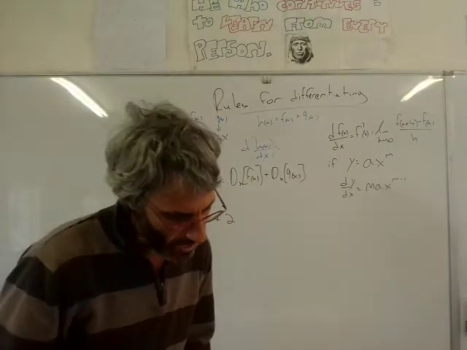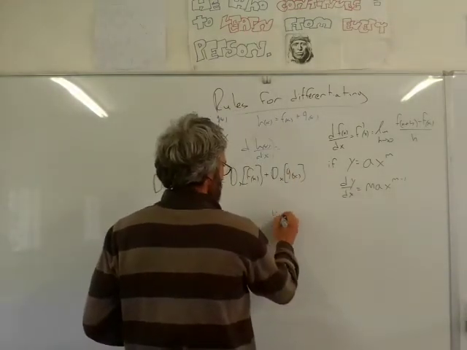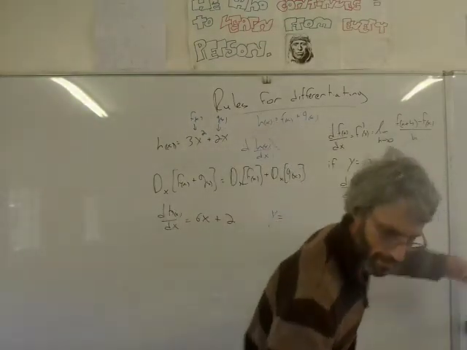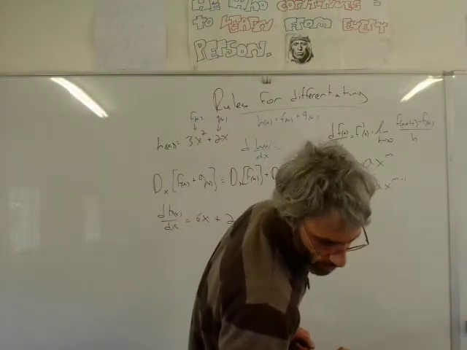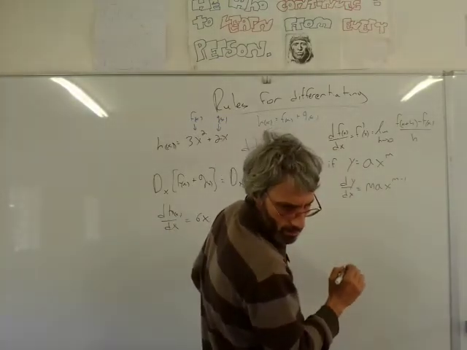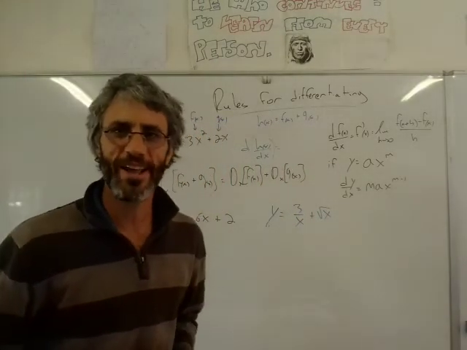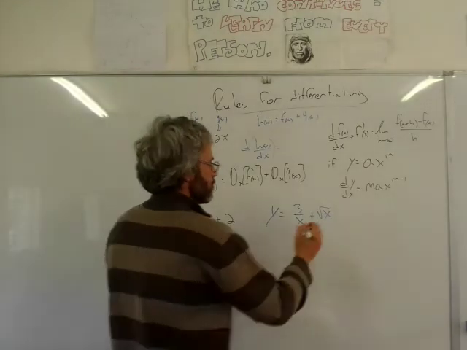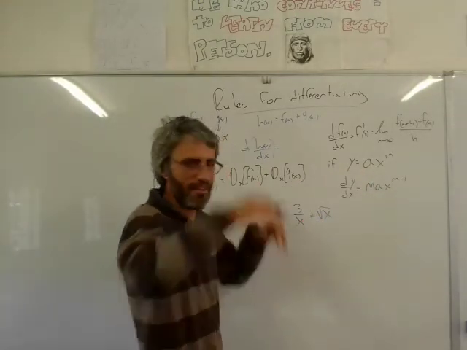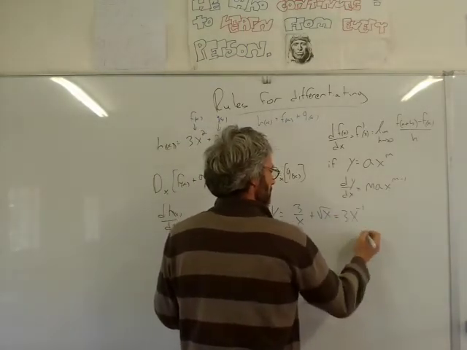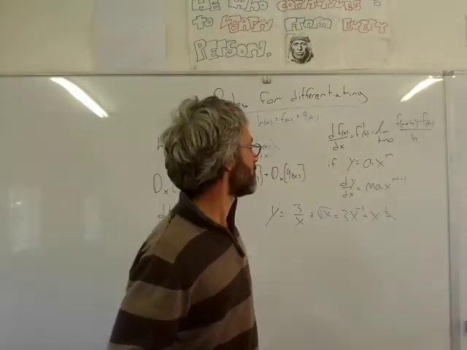Easy, isn't it? Let's look at another example. Let's call it y equals 3 over x plus square root x. And I want to find the derivative of that. The first thing to do is to write it in a form I can use. I don't want to have square roots, and I don't want to have x at the bottom. So I'm going to write this as 3 times x to the power minus 1 plus x to the power of half. Now I've written it in a way that I can use this rule.